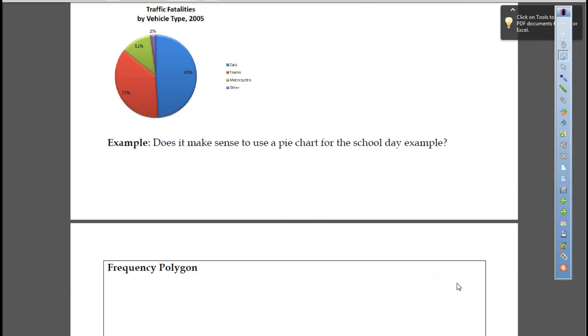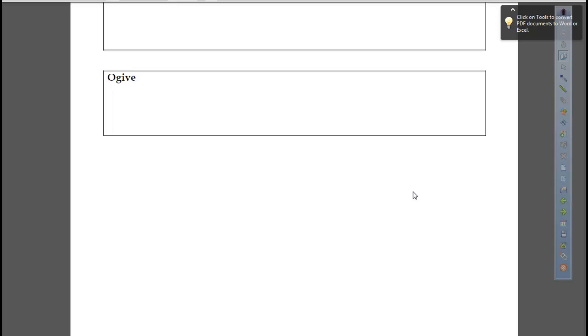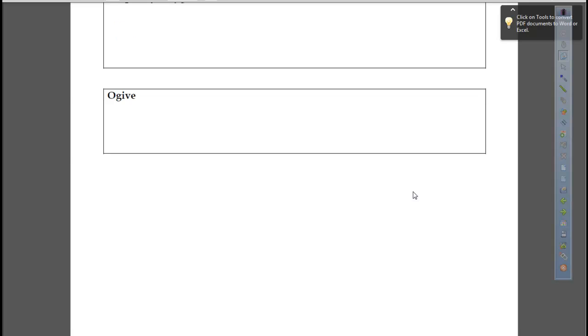Let's talk about this before we stop. If we go back and think about the number of instructional hours in the school day, does it make sense to use a pie chart for that? No. Those hours, when we put them together, don't make a whole anything. So it would not be appropriate to use a pie chart for that type of data. Think about what's appropriate and what's not, and that'll be it.